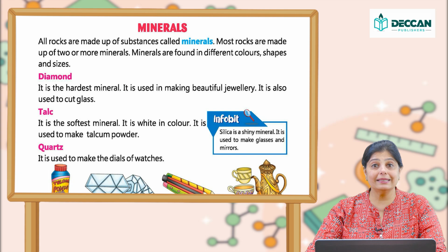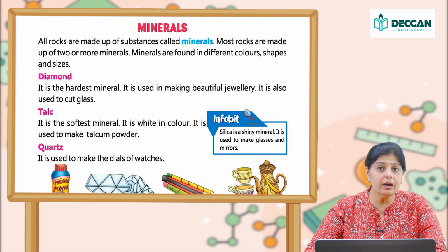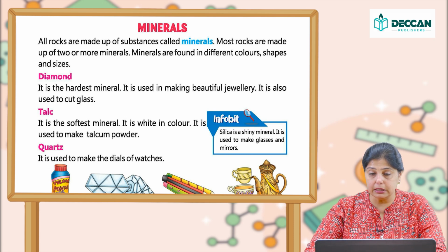Then there is talc. Talc is a soft mineral. It is white in color and it is used to make talcum powder. The powder that we use as a face powder is generally talcum powder, which is made using talc, a softer mineral.